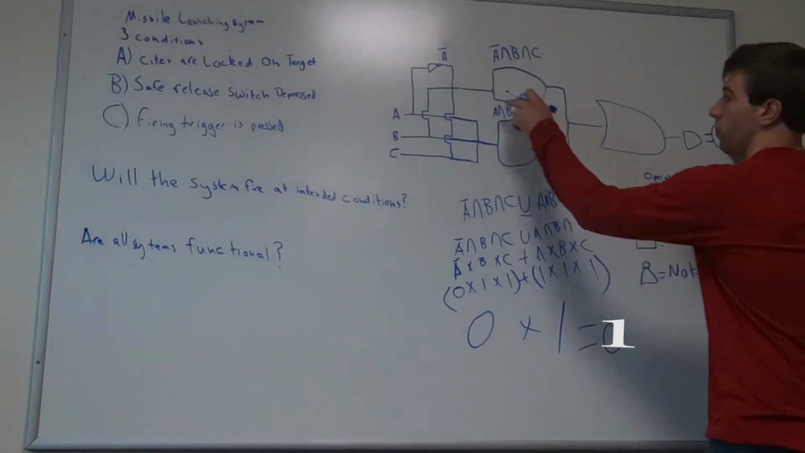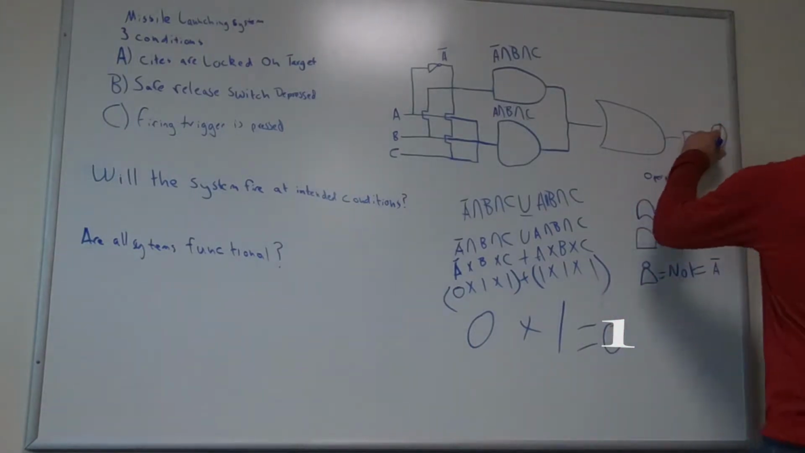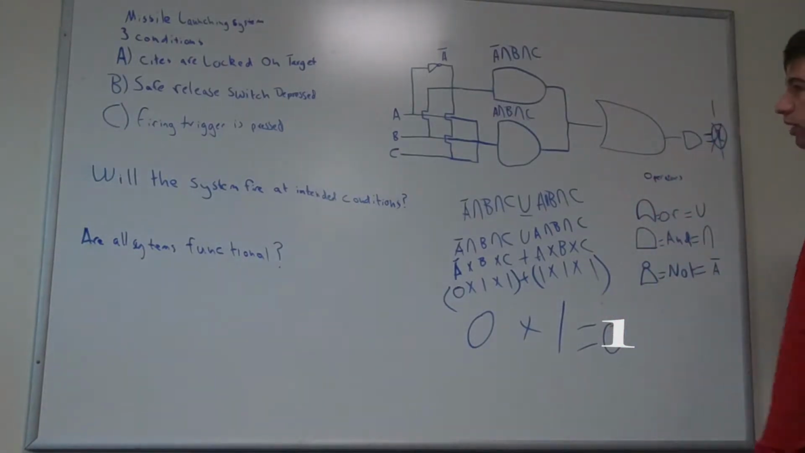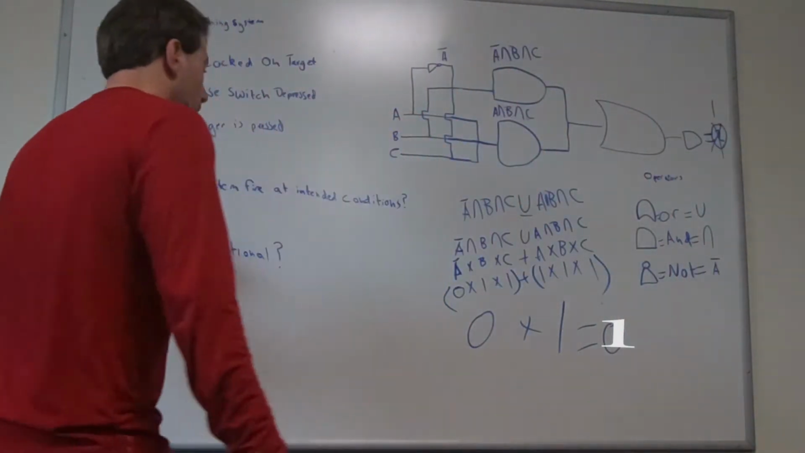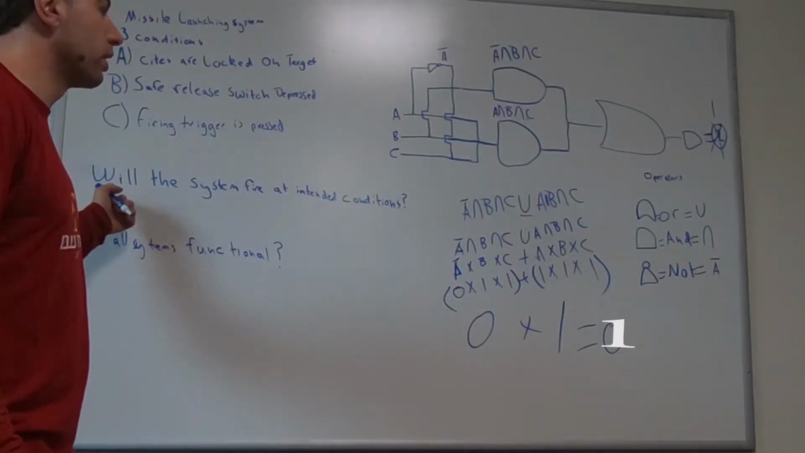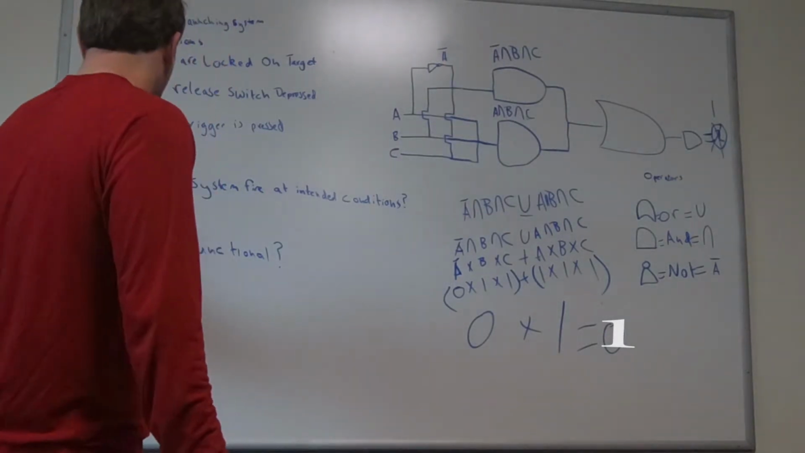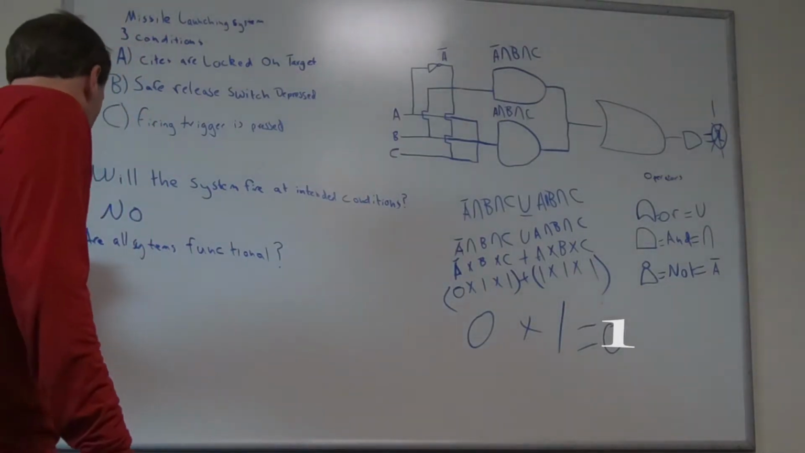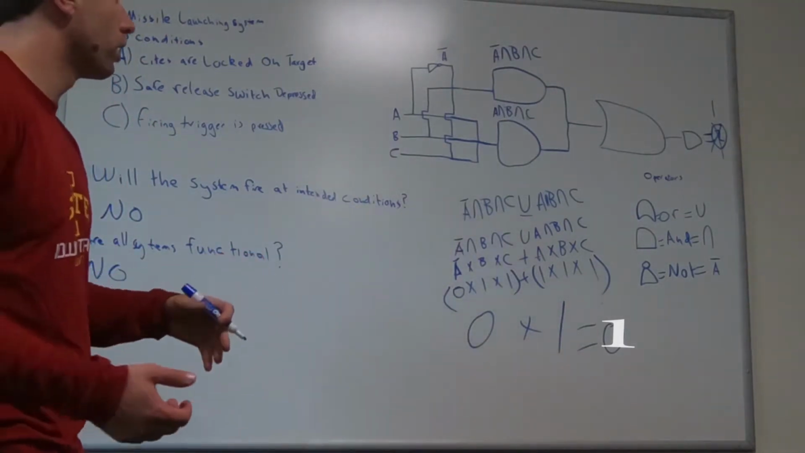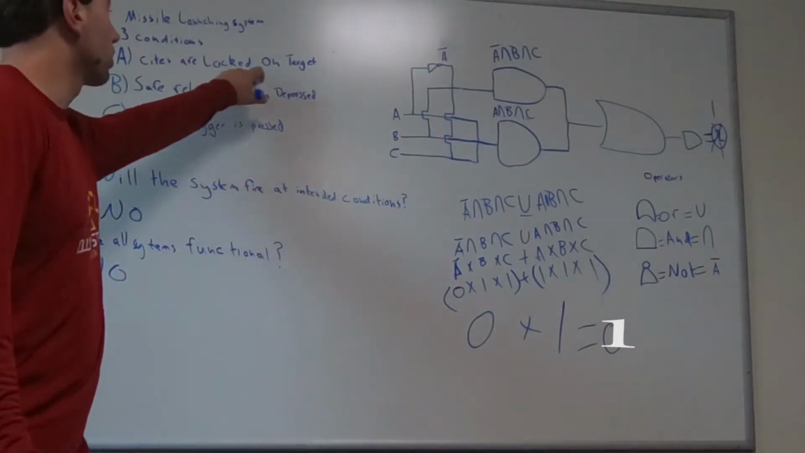And in this system, d does not ever equal 2. So this is not true. D will equal 1. So we go over, we say, will the system fire at all intended conditions? The answer is no. It will not fire at that. Are all systems functional? The answer to that is also no. And what it is, it's that A naught. So that A naught is the sights are locked on target.